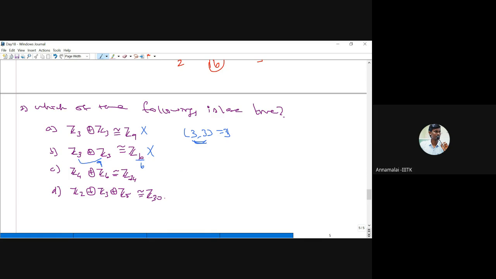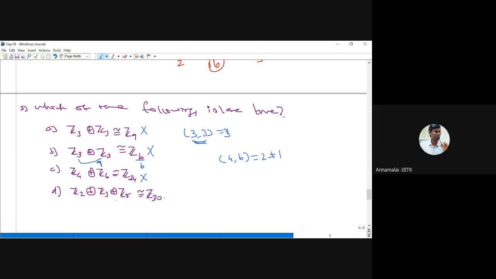Now look at the third one, Z4 cross Z6. What is the GCD of 4 comma 6? It is 2, not equal to 1. Therefore, it is not isomorphic to the product. It is isomorphic to Z of the product only when the GCD is 1. But the GCD of 4 comma 6 is 2. Therefore, this is not isomorphic.